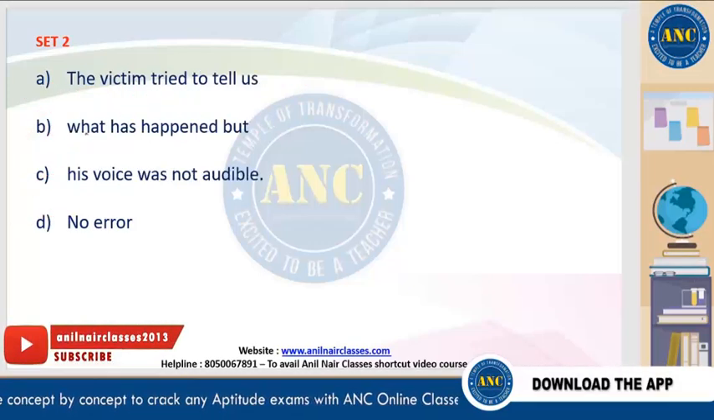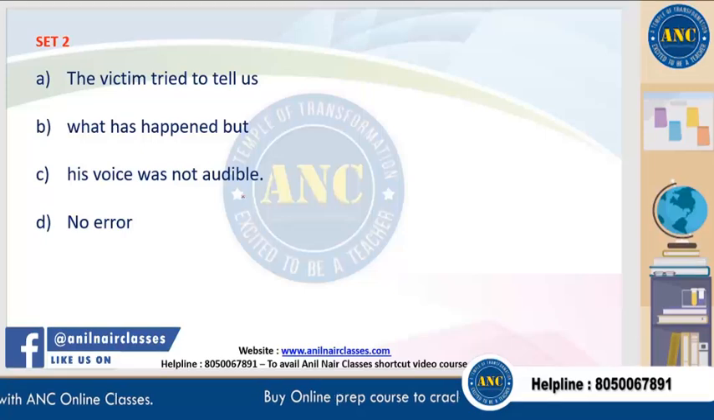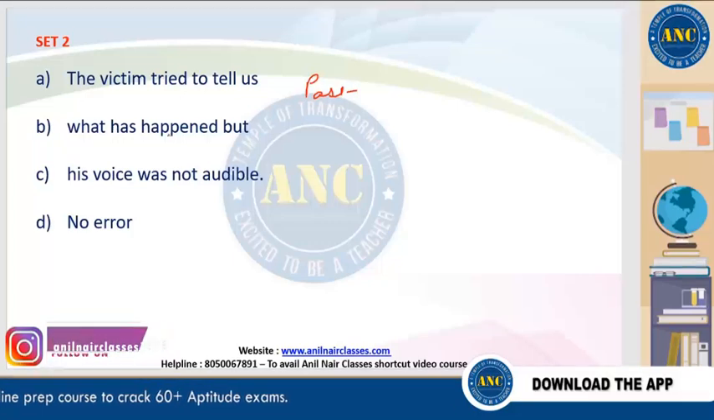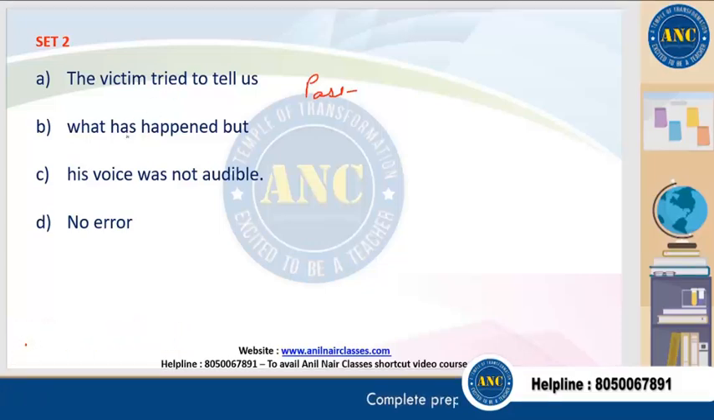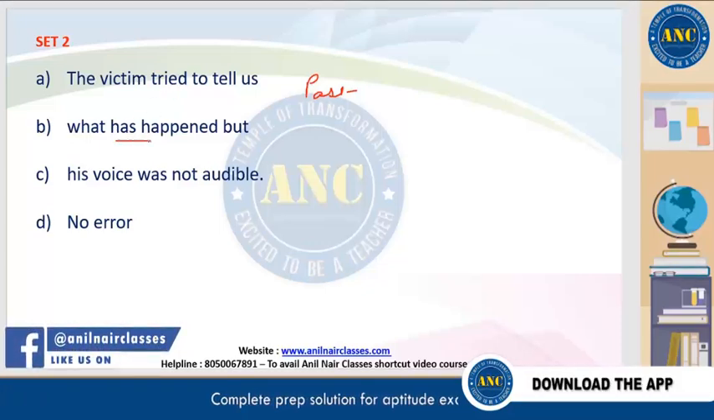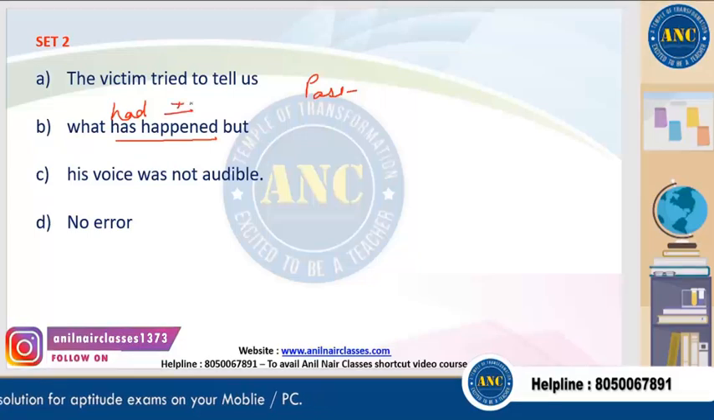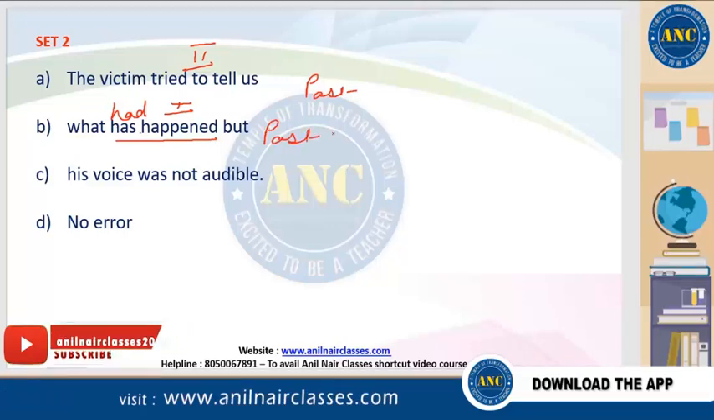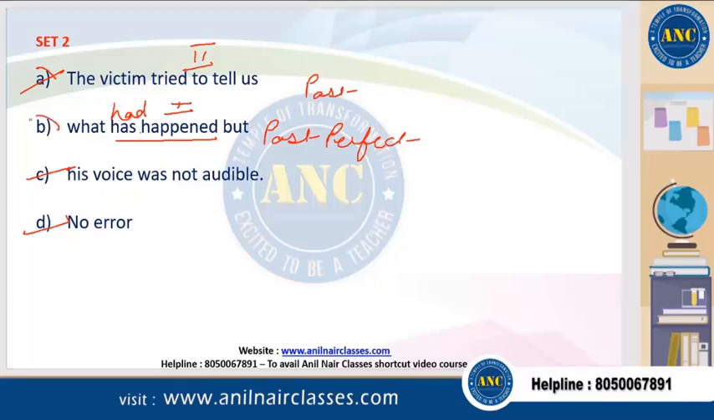Next one. "The victim tried to tell us that what has happened, but his voice was not audible." Now the sentence is in the past tense, right? There are multiple events mentioned in the past, and the timeline is different. So the first event should be in the past perfect tense. It should not be "has happened". It should be "what had happened", because this is the first event and this is the second event. The first event will always be in the past perfect and the second one in the simple past. So get rid of A, C and D. B is the right answer.